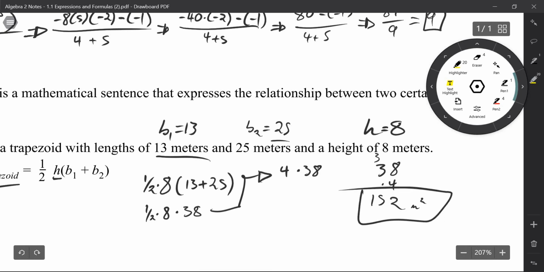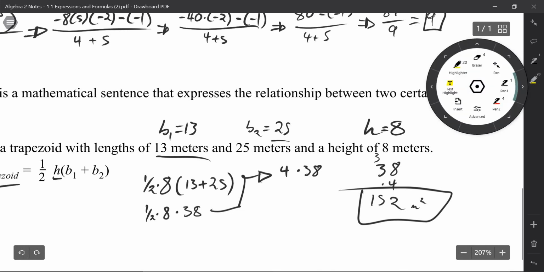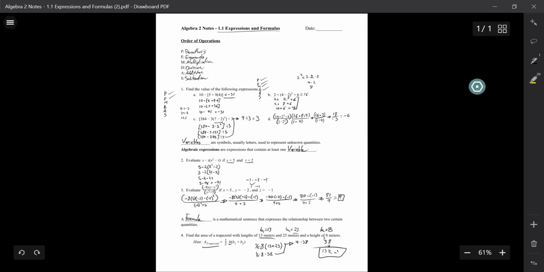And that is Chapter 1, Section 1 notes for Algebra 2. Again, this is just a review, so this should all sound fairly familiar to you, but if it's not, please talk to your teacher. We're going to give you extra insight into this and continue to go through Algebra 1 notes. So if you have questions, ask away.